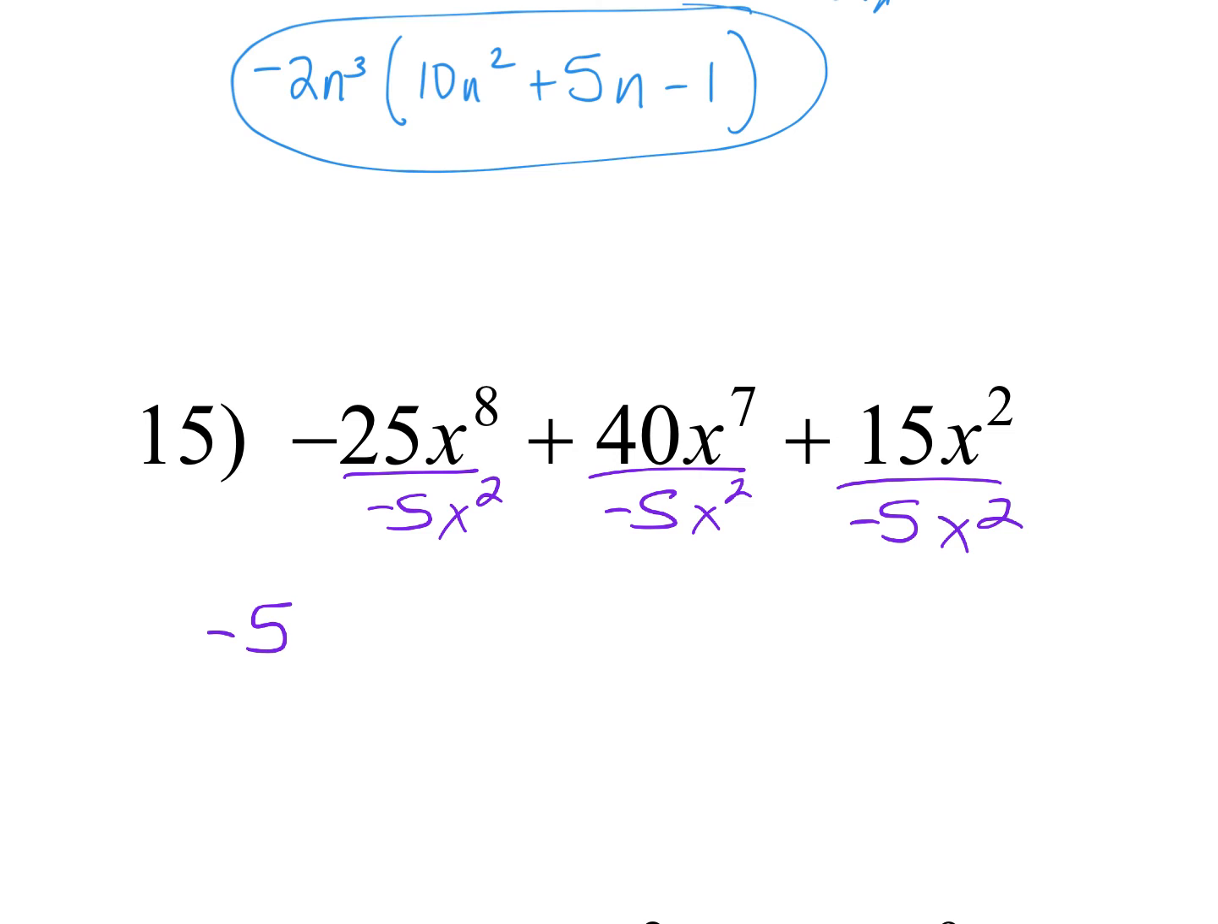Negative 25 divided by negative 5 is positive 5. X to the 8th divided by x squared gives me x to the 6th. Good. 40 divided by negative 5 is negative 8. X to the 7th divided by x squared is x to the 5th, right? And then 15 divided by negative 5 is negative 3. And what happens to my x squareds? They cancel. Yep.